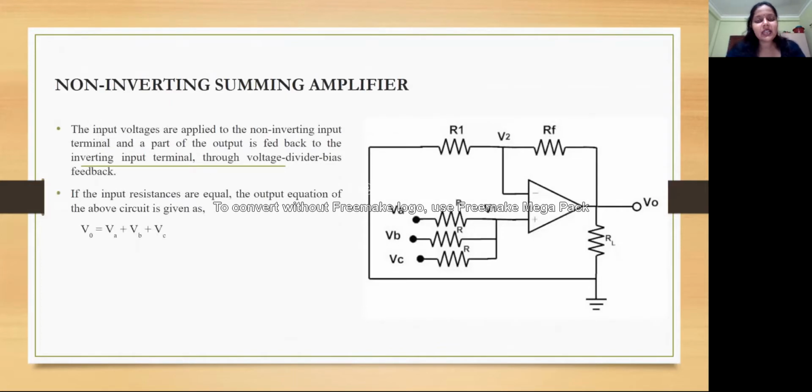In our previous slide, we went through the inverting summing amplifier, the inverting op-amp as an adder. In this slide, we have the non-inverting summing amplifier. As the name implies, the input voltages will be connected to the non-inverting, positive terminal, and the inverting terminal will be fed back from the output and also connected to ground. So here also the output voltage will be the sum of three input voltages, that is VA, VB and VC.